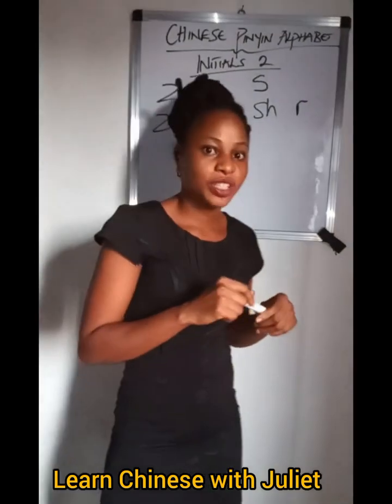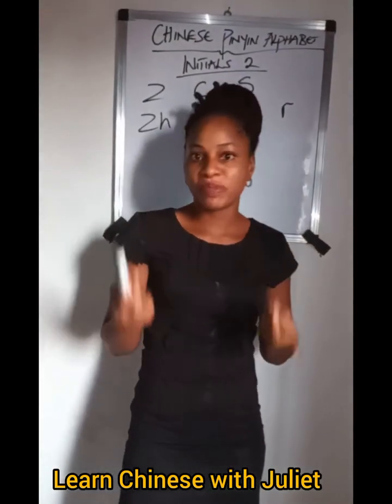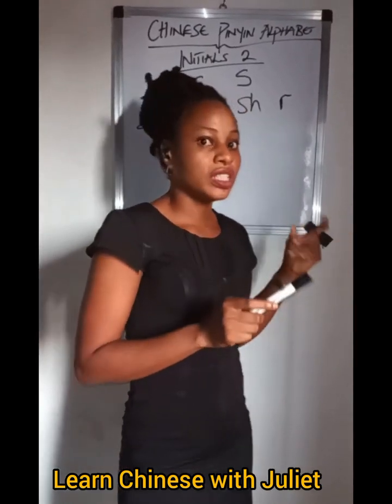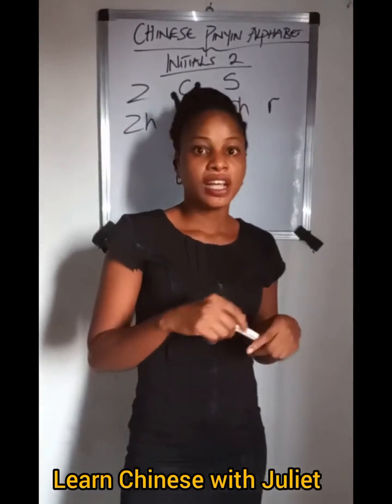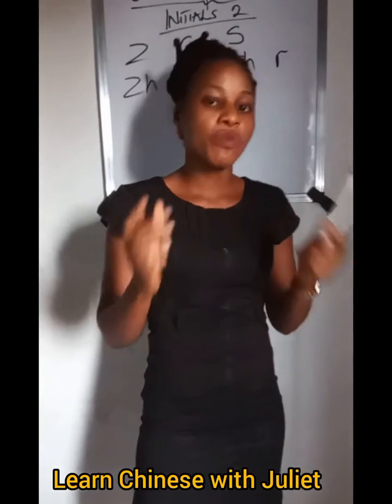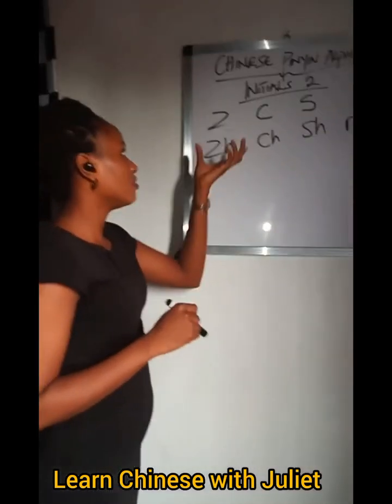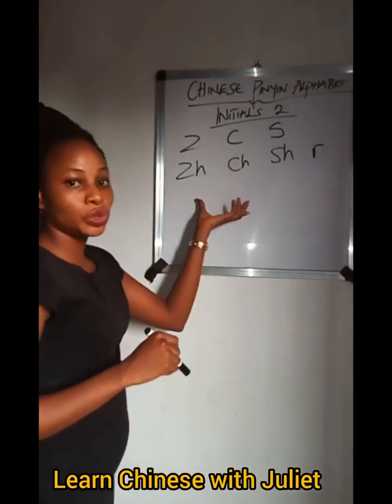Now in our first class, we did part of the initials, part of the finals, and a little of the tones. Today we'll continue and round up with the initials and the finals. 我们开始吧. Now, as you can see on the board, we have the initials too.